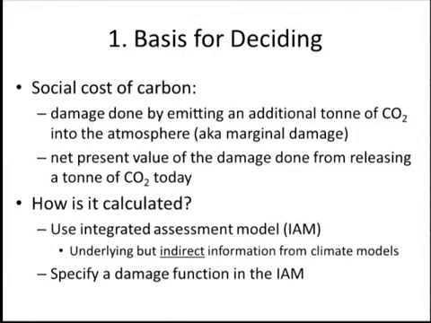All right, the basis for deciding is this social cost of carbon. We heard a little bit about that earlier, but I want to elaborate because I thought there were some errors. One of the big errors is that they assume these models are coupled onto a climate model. They're far from it. They basically take some input from these climate models, as you'll see in a minute. The social cost of carbon is defined in a variety of ways. One is the damage done by emitting an additional ton of CO2 into the atmosphere, in other words, the marginal damage cost, or the net present value of the damage done from releasing a ton of CO2 today.